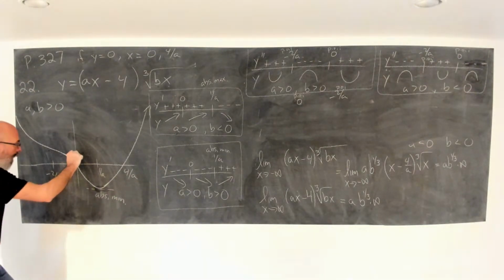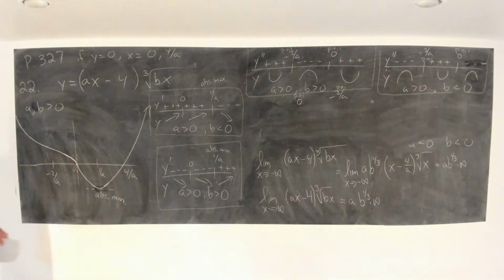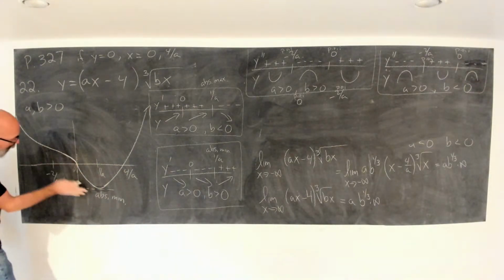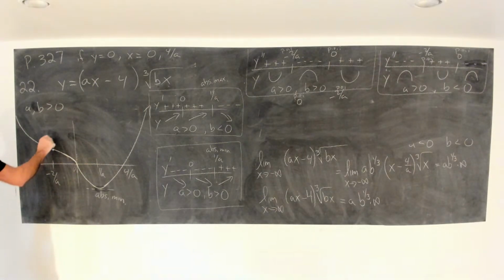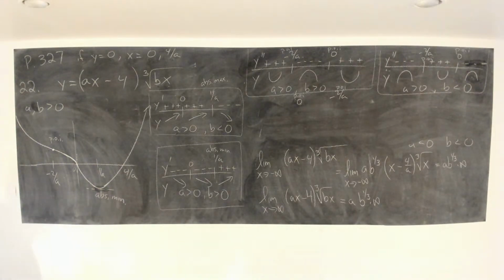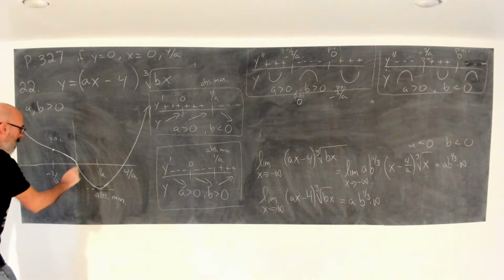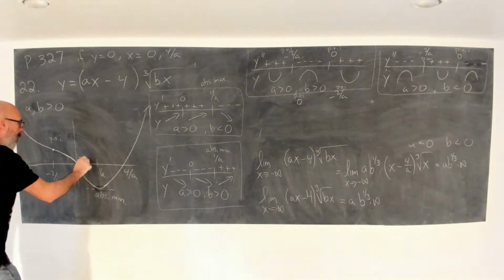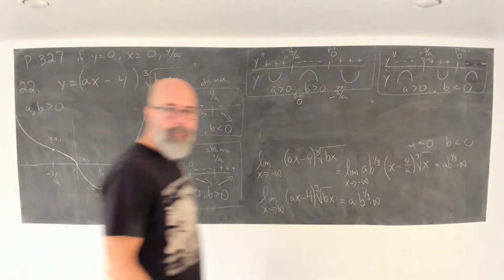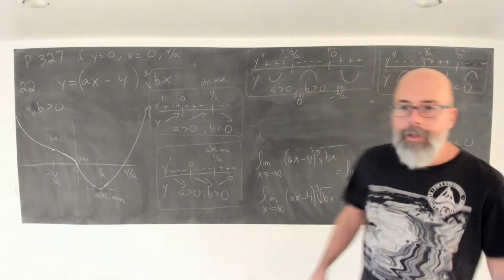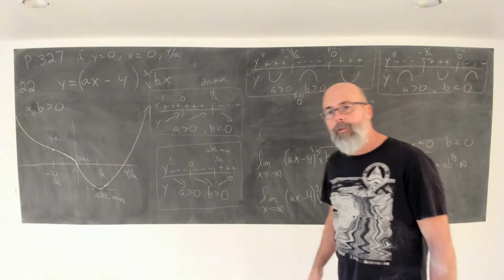And here you had a horizontal tangent line. Doesn't look like it, but it's the best we're going to do. And you had a point of inflection here and a point of inflection at 0 as well.